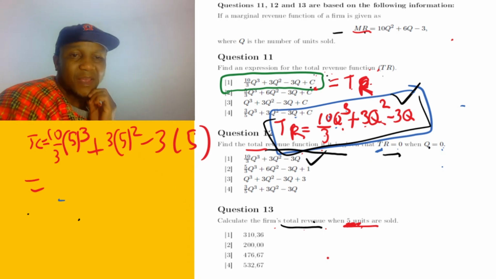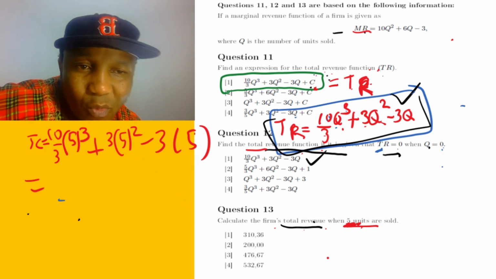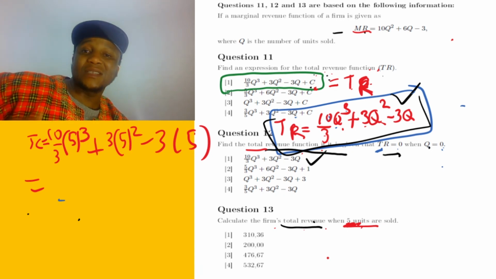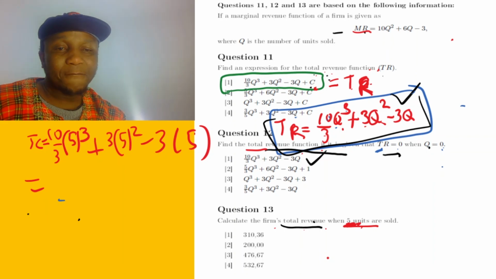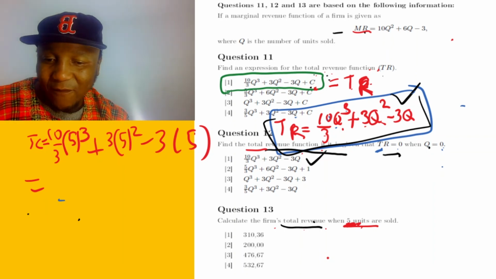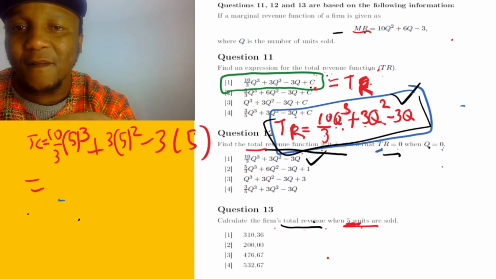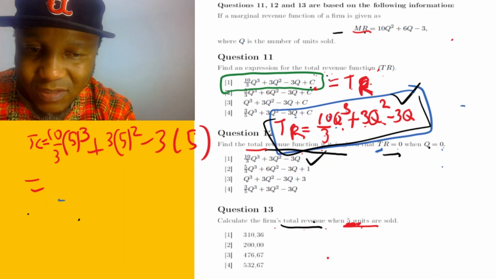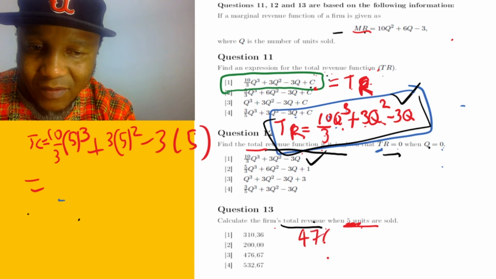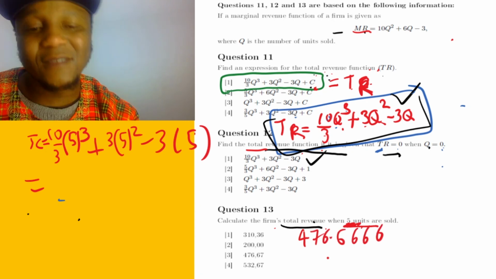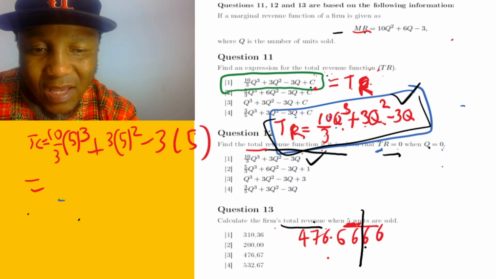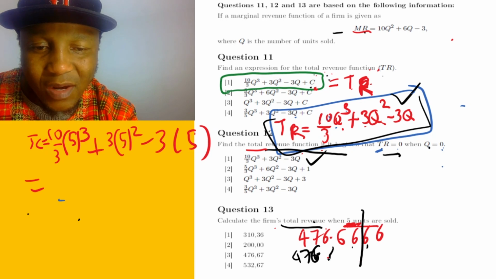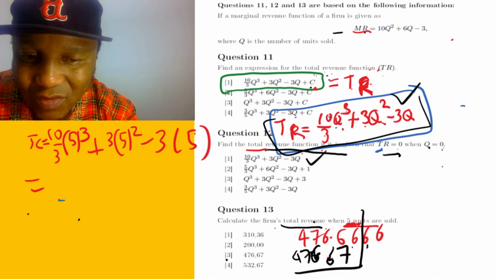When they write the 6 with a bracket, it is a repeating decimal, so it means 476.66666. So we can finally say our final answer is 476.6666666. Now it seems like we are approximating to the second decimal place, so this changes the last digit: 476.67, which is option number 4.